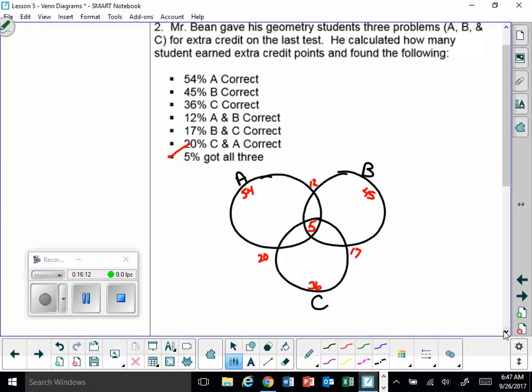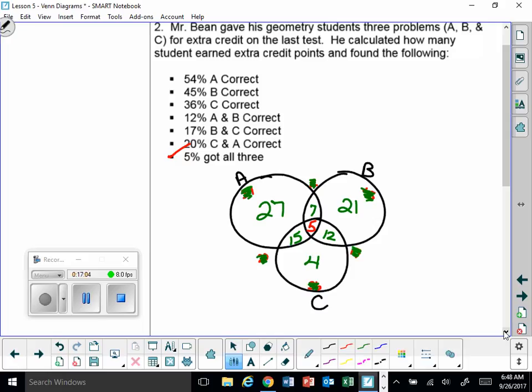So, to figure out which students got A and B right, but not C, 12 minus 5 is 7. Get rid of that scratch work. To figure out who got B and C correct, but not A, 17 minus 5 is 12. And to figure out who got A and C, but not B, 20 minus 5 is 15. All right, to figure out A only, 54 minus 7 minus 5 minus 15, 27. B only, 45 minus 7 minus 5 minus 12, 21. C only, 36 minus 12 minus 5 minus 15, 4.